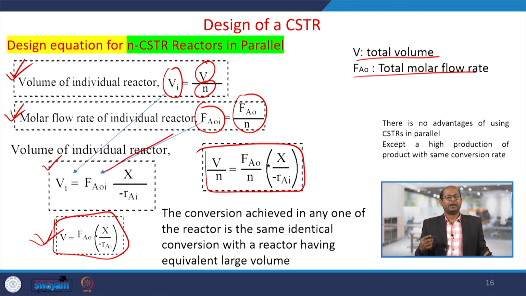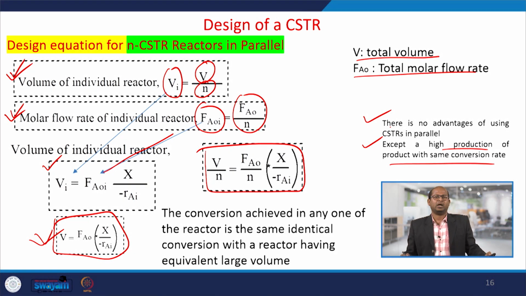So you can see that the conversion achieved in any one of the reactors is the same, identical to the conversion of a single reactor having the equivalent large volume. If the same number of reactors are connected in parallel, there is actually no advantage in using CSTRs in parallel except higher production; in terms of conversion we get the same amount.